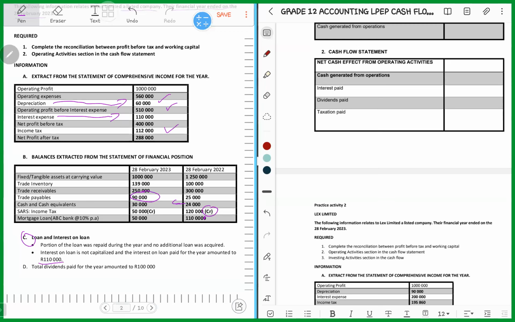Remember, under the operating activities section, we should show that interest was paid. Now, already here, they're telling us that for the year, they paid interest of 110,000. So this one, we are not going to calculate it. We'll just plug it there. Then we're being told that total dividends paid for the year amounted to 100,000. Even this one, we are not going to calculate it because it is given to us. So let's start working.